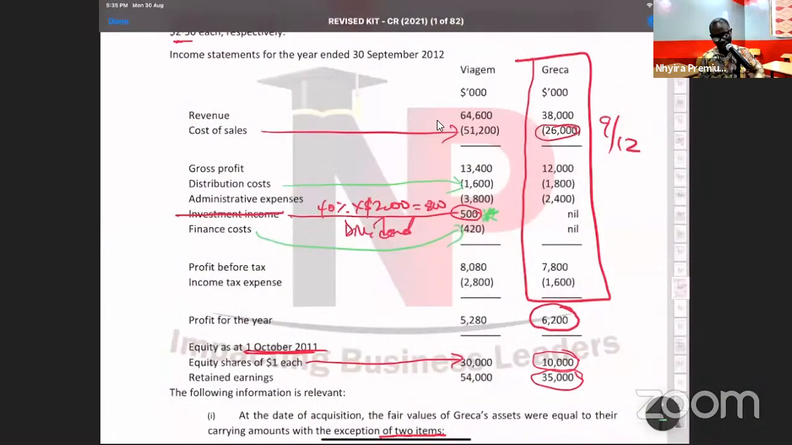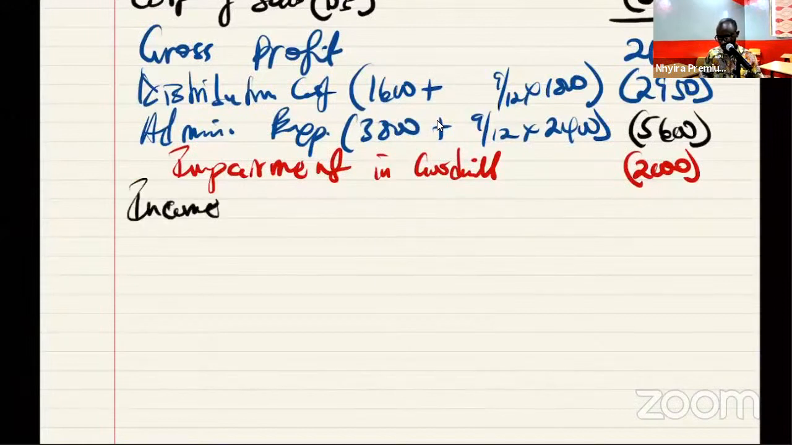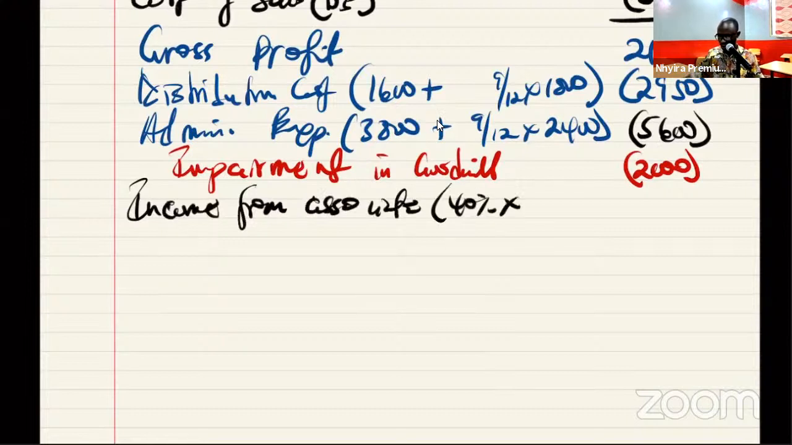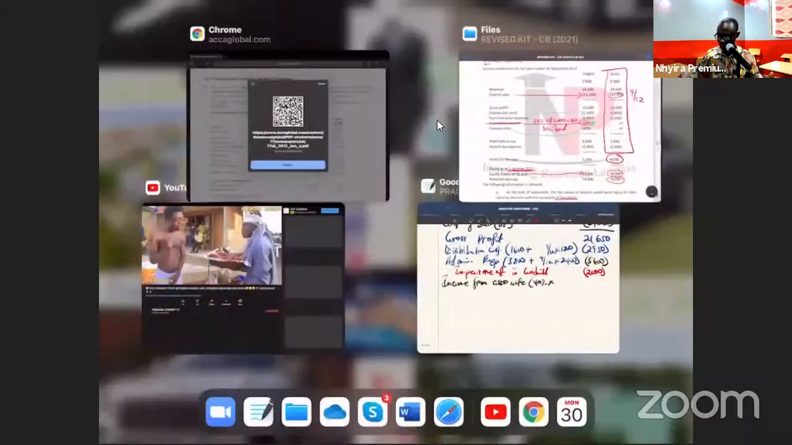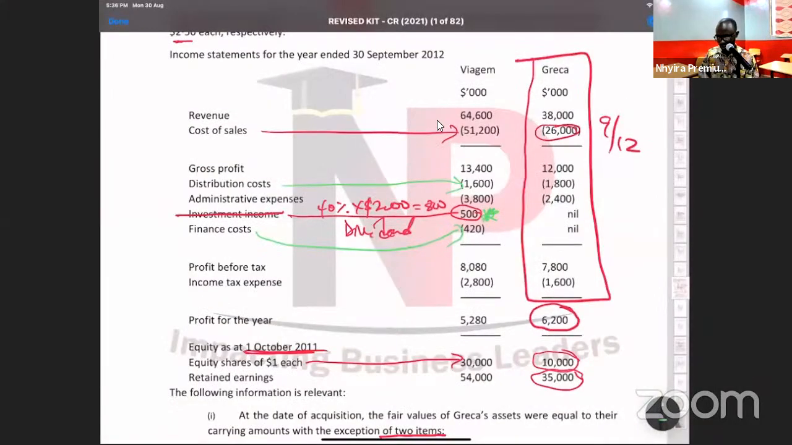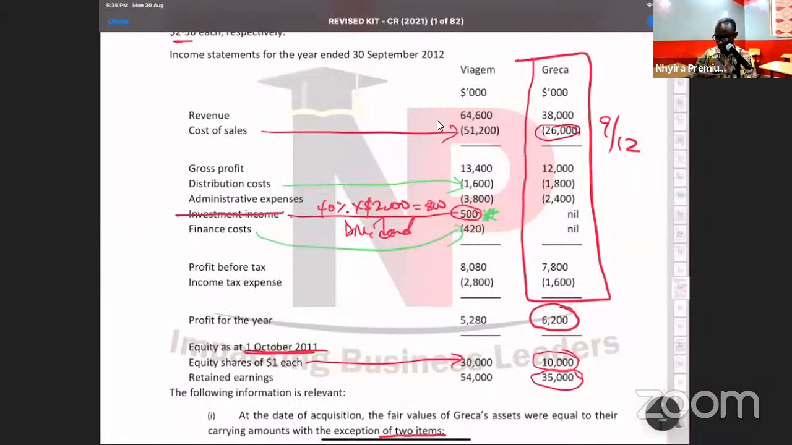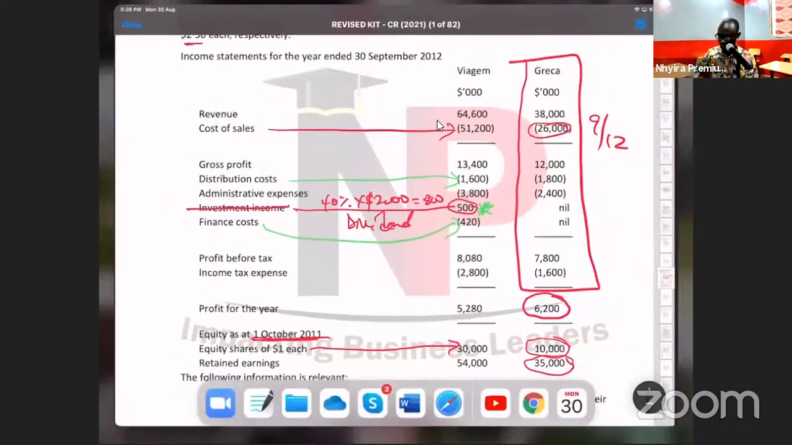Once we have that, we can then bring in our income from associates. Remember I told you about that, that we don't bring the dividend. So income from the associates, and we said it is 40% of how much? 2,000. And that's going to be 800. Now that is going to be an addition in that case. And then there is a finance cost. But before finance cost, we could present our answer to get profit before interest and tax coming in. Let's see how they presented their own. Okay, they brought everything up to get a profit before tax. So let's just follow what they did.